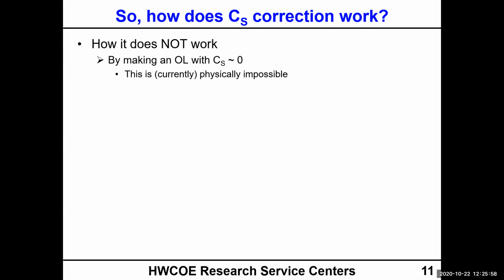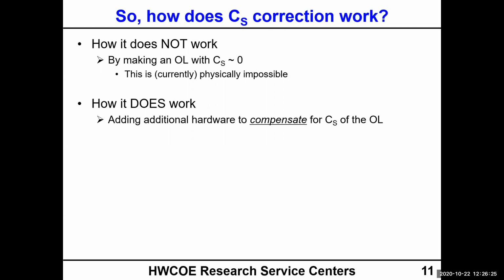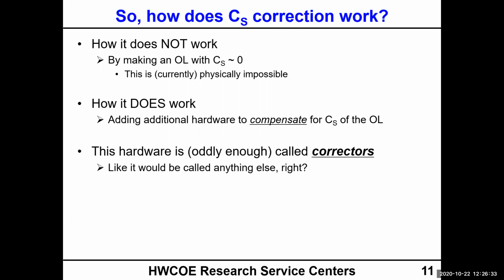It doesn't work by making a perfect lens. Okay, that is currently physically impossible. I say currently because people have throughout history said famous things like we'd never make atomic weapons and we'd never put a man on the moon and so on and so forth, and they were always proven wrong. So I'm not putting it beyond possibility that maybe someday we will come up with the technology to make a perfect objective lens, but currently we can't do this. How it does work, though, is by adding additional hardware to the tool to compensate for C sub S. Okay, this hardware is called correctors, right?